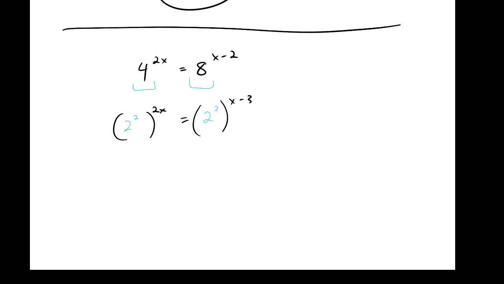Now that we have the same base, we have to rewrite these and clear out those parentheses in a way that we can effectively have these exponents with the same bases, where we can make the exponential portions equal to each other to solve for x. So 2 raised to the 2x is going to be 2 to the 4x. And on the other side, 2 to the 3rd to the x minus 3 is still a base of 2, but I have to distribute, so 3x minus 9.